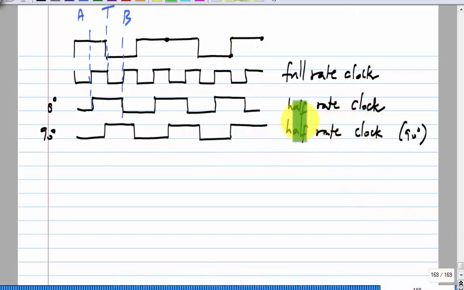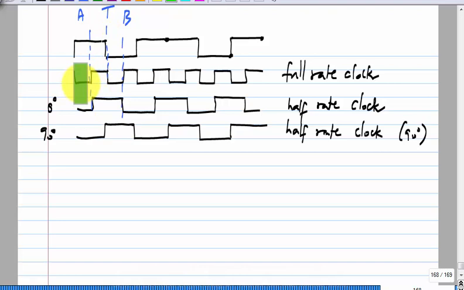Of course, you need to have 0 and 90 degrees so that you can get 3 samples A, T and B, which are separated by half cycle at the original data rate. Now, one other thing I want to point out is that although we have half rate clocks, this is not the same as the whole circuit running at half the frequency. When the whole circuit is running at half the frequency, this data interval will be twice as wide and so on. Now, although the clock waveform is twice as wide, the data is constant only for the same period. So, some timing constraints remain exactly the same.